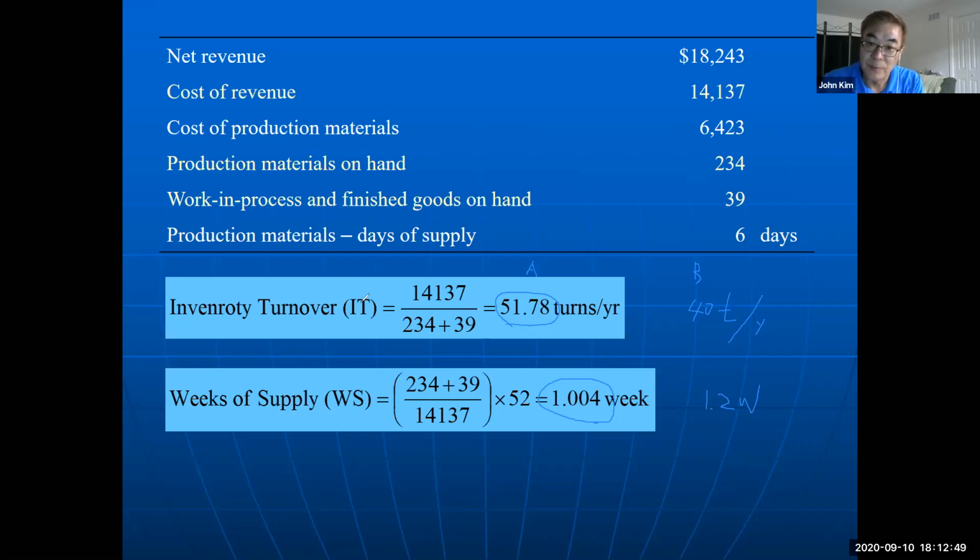So with inventory turnover and weeks of supply, we can measure how a supply chain works compared to other companies in the supply chain. We can use inventory turnover and weeks of supply to measure the supply chain. Okay, next.